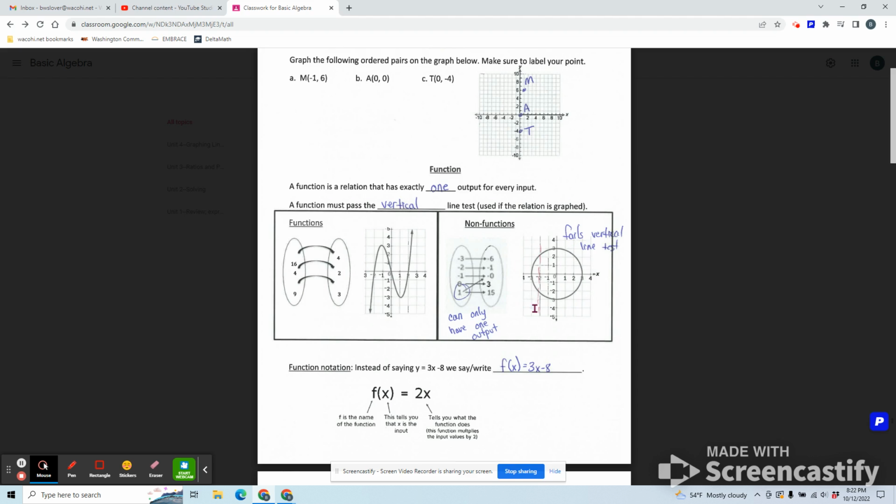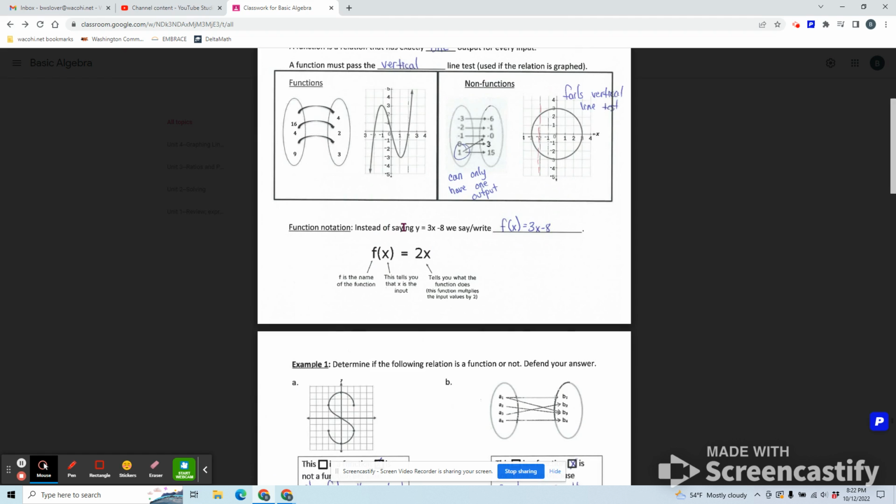On a graph over here, this fails the vertical line test. If I take a pencil or my finger, right here I drew in a red dotted line, it intersects what's graphed in two different spots. So it fails the vertical line test. It can only pass through a vertical line once.